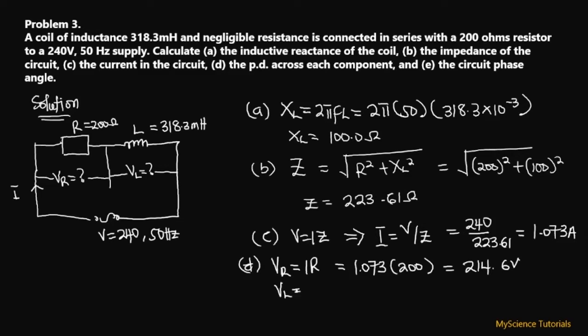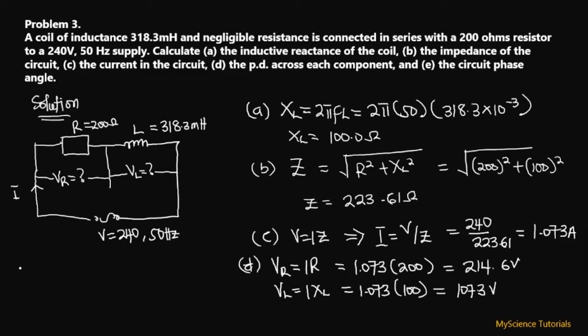Now the second one is VL. So VL, which is the inductive voltage, is the product of the current and the inductive reactance. Just as before, our current is still 1.073, multiplied by our inductive reactance, which we saw earlier was 100 ohms that we found at the top over here. So we have 100 over here. And so if we multiply this by this, we are going to get 107.3 volts.